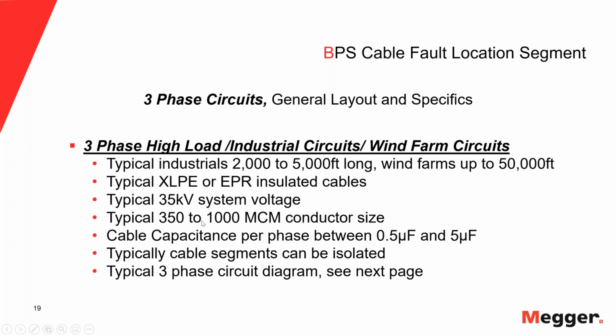So what this really does is the length of the cable and the conductor size affect the cable capacitance, and that is one of the parameters we need to understand when we do fault locating later. The cable capacitance on these cables per phase is typically between maybe 0.5 and 5 microfarad. 0.5 is the shorter ones, and 5 would be a long wind farm type cable.